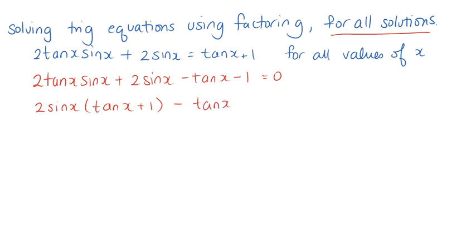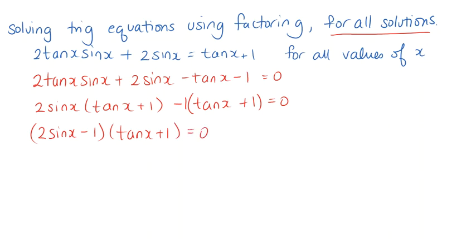Minus tan x minus 1. So now you can see they both have a tan x plus 1 over here, and if I was to factor a negative out of both of these, I would then have the plus there. So this is factoring by grouping. It's the same group. There's technically an imaginary 1 there, so I can have 2 sine x minus 1 multiplied by tan x plus 1 is equal to 0.